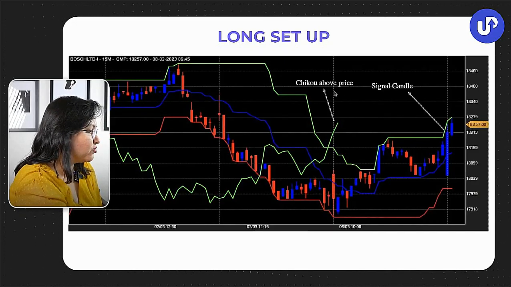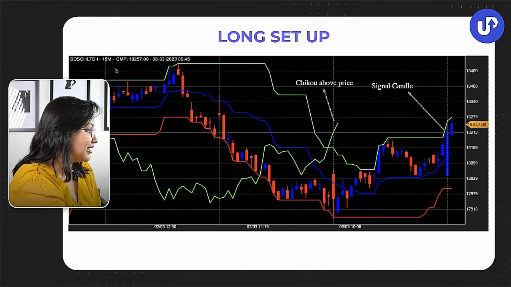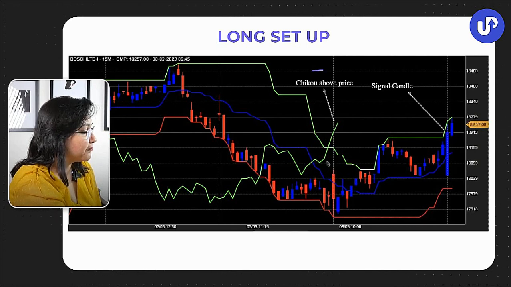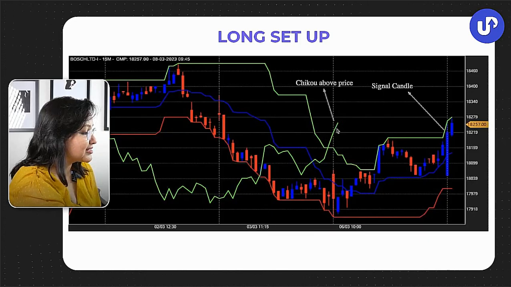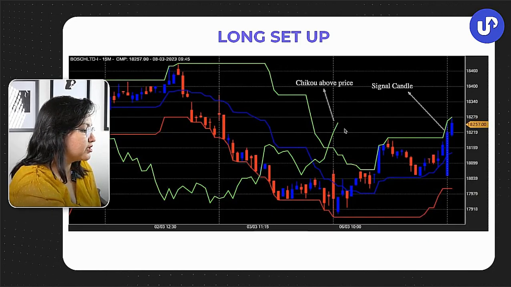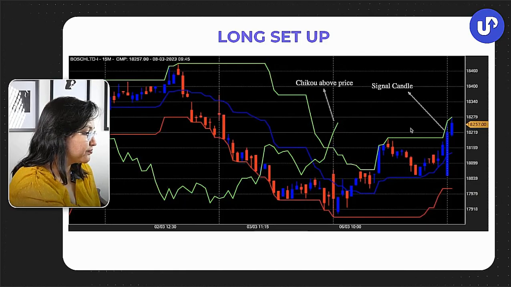One is the Chicago and the second is the Donchian channel. Now if you look at, this is a 15 minutes chart that we are looking at, as we discussed that we look at 15 minutes chart. Secondly, we want the Chicago to be above the price. So you can see the Chicago is above the price, indicating that there is a bullish signal which is coming in for a particular setup.